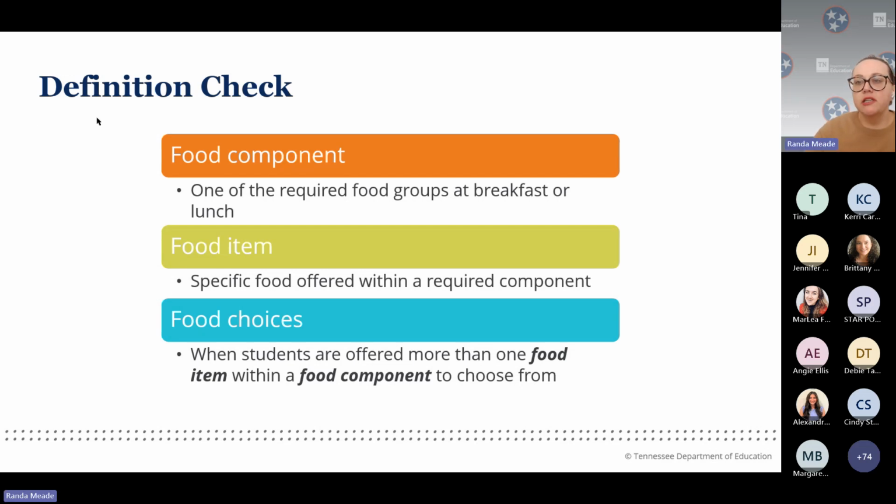Okay, so now for a definition check and review. A food component is one of the required food groups at breakfast or lunch. A food item is a specific food offered within a required component, and food choices are when students are offered more than one food item within a food component to choose from.